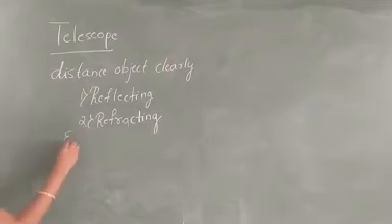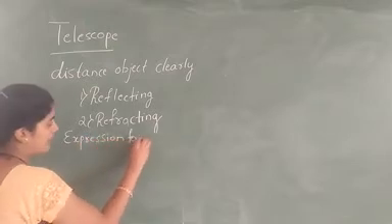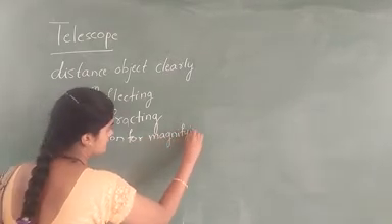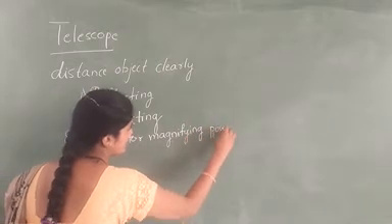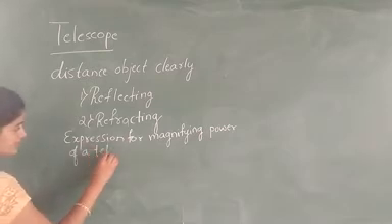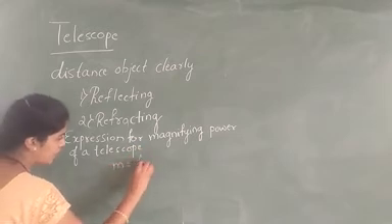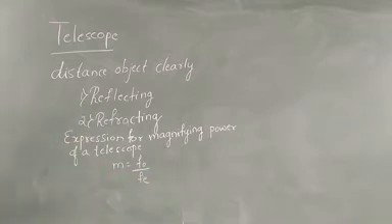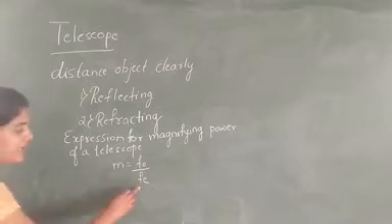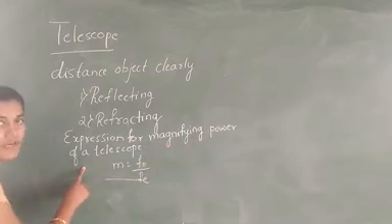Next we have to write the expression for the magnifying power of a telescope. Here we are considering m is equal to f naught by fe, where m we are calling the magnifying power, f naught is the focal length of the objective and fe is the focal length of the eyepiece. This is the expression for the magnifying power of a telescope.